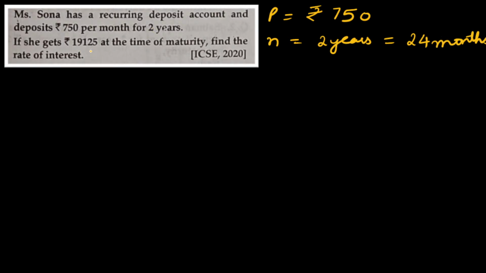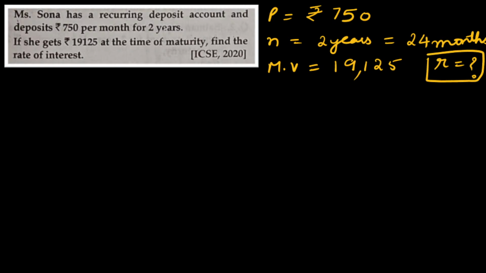If he gets 19,125 at the time of maturity. So at the time of maturity, if someone is getting some amount, that amount is known as maturity value. So what is the maturity value given to us? It's 19,125. Find the rate of interest. So R we have to find.